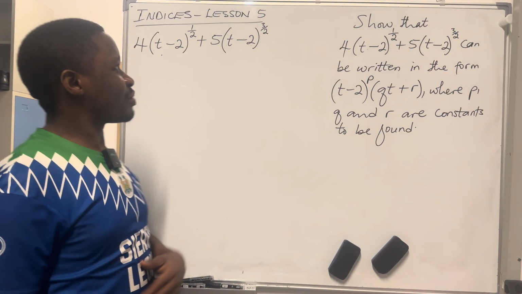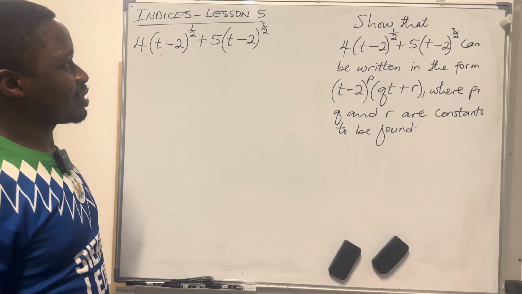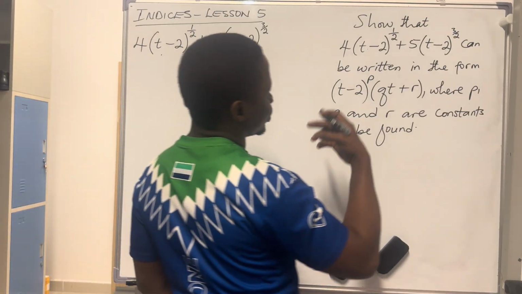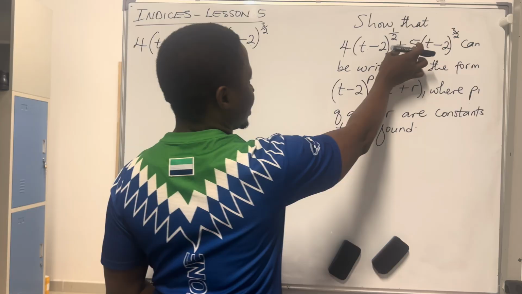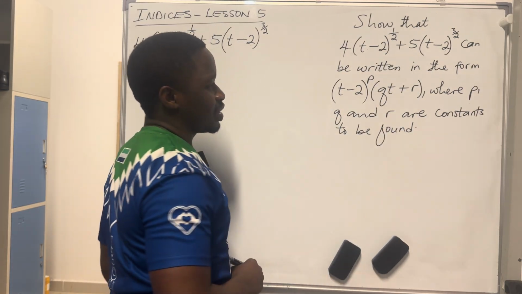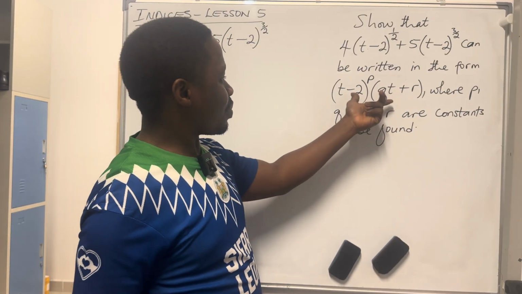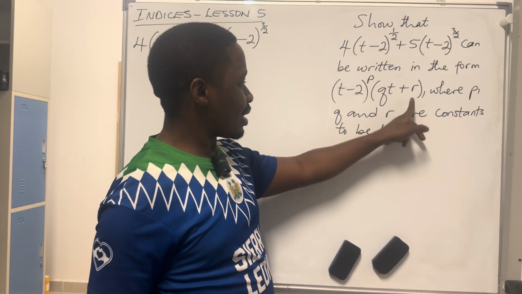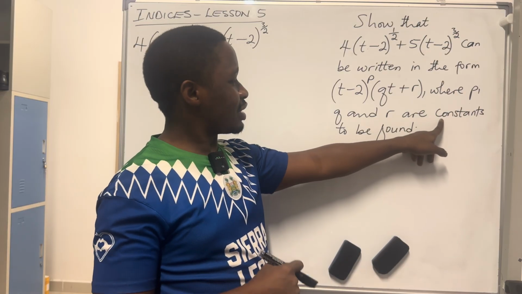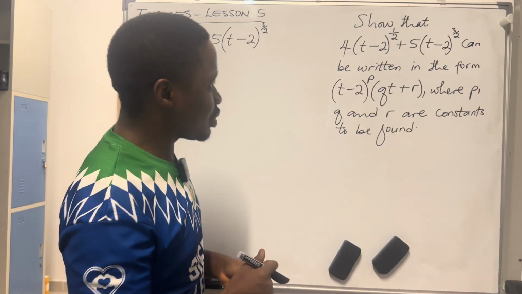Hi class, we have the fifth lesson for indices. The question is to show that this given expression can be written in this form. Not just that, P, Q, and R that are present here are not only constants, but constants to be found. So there are two things here we need to do.